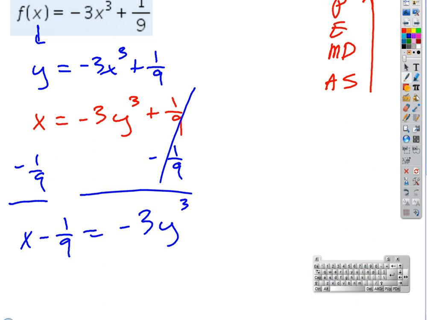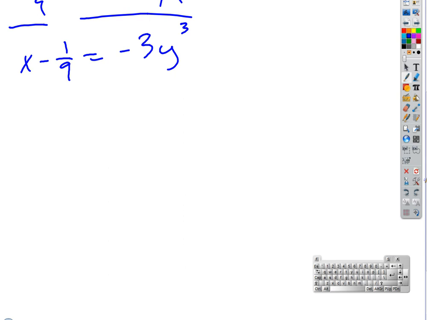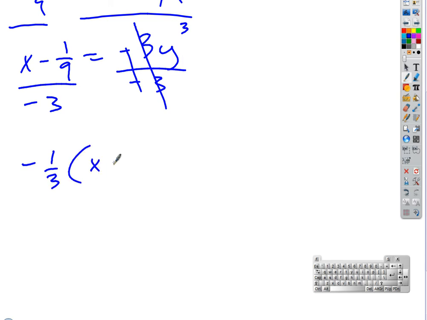Okay? Now what? Divide by -3? Yes, that's fine. So we divide everything through by -3. Now, it might be easier, instead of dividing by -3, that's the same thing as multiplying by what? -1/3. Why not write it instead as -1/3 times the quantity x minus 1/9? Same exact thing, just looks a little easier, right? And that's equal to y cubed.